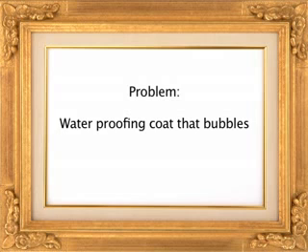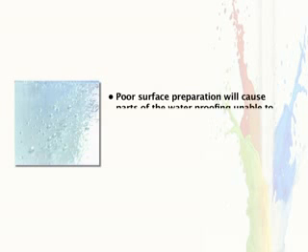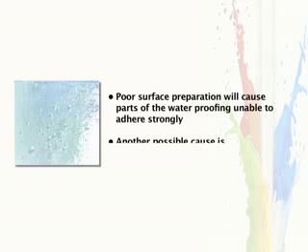Waterproofing coat that bubbles. This is caused by poor surface preparation, namely dirt, dust, sand, or oil from the hands of the painter that are still left on the paint surface, causing parts of the waterproofing surface not to be able to adhere strongly. Another possible cause is seepage onto the wall.